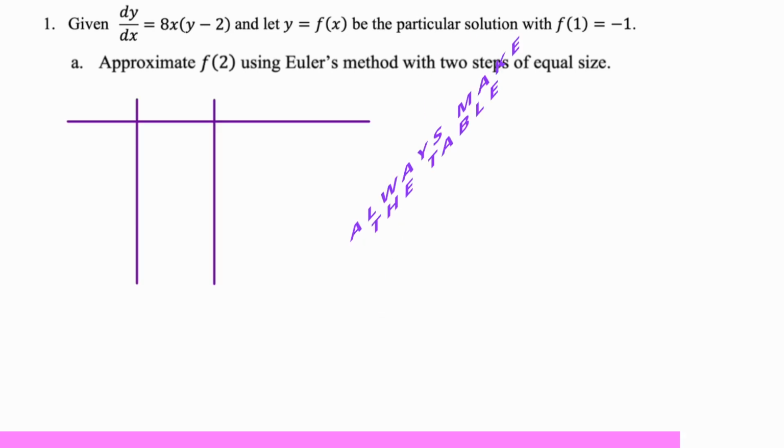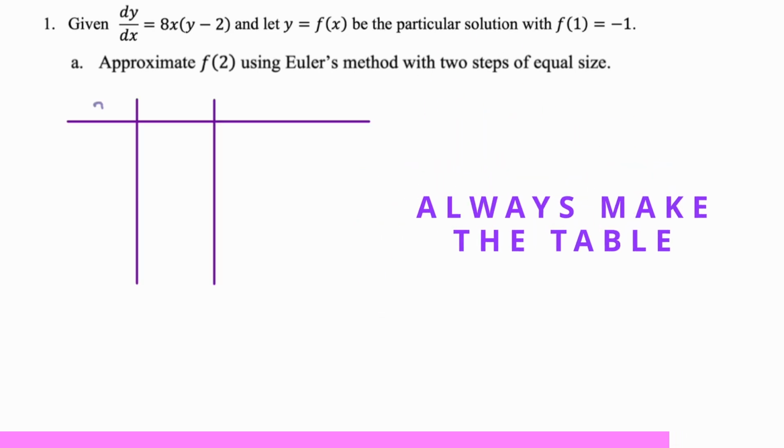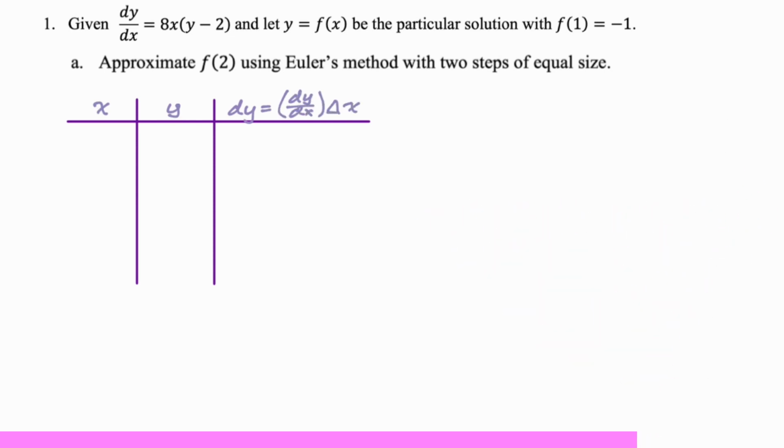What I'm going to do universally is set up a table. The columns are going to be the x-coordinate, the y-coordinate, and then dy, the approximate change in y. And that's always going to be the derivative evaluated at the point in the row, times delta x. If you're going to forget anything, it's going to be delta x, for sure.